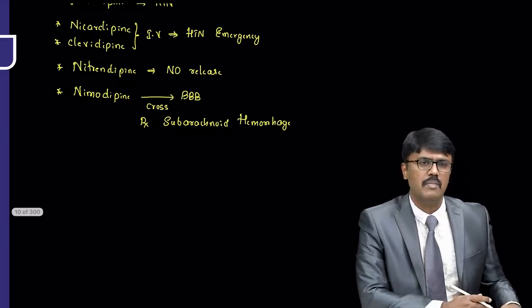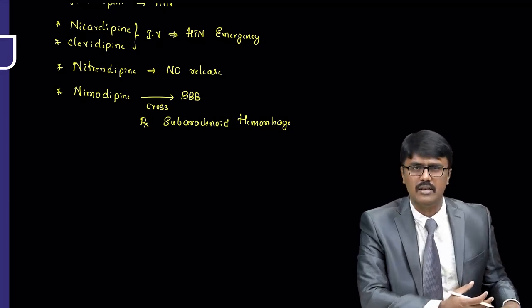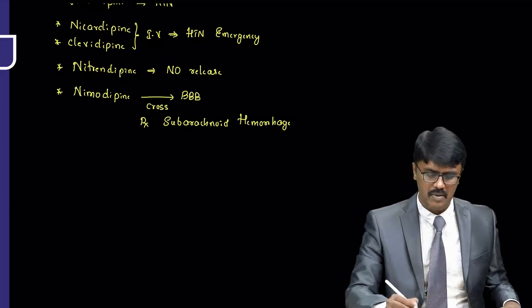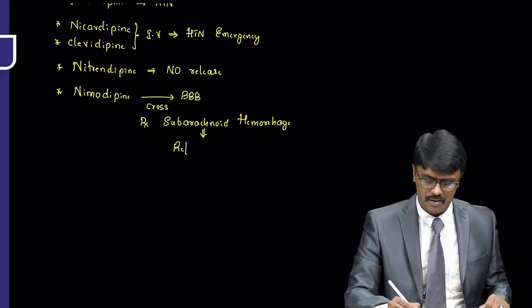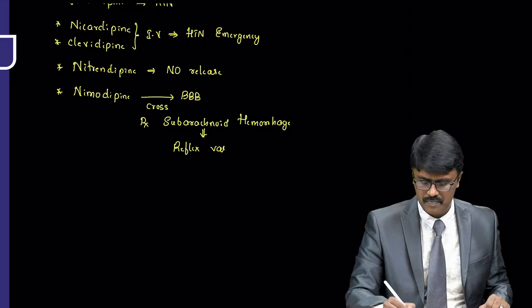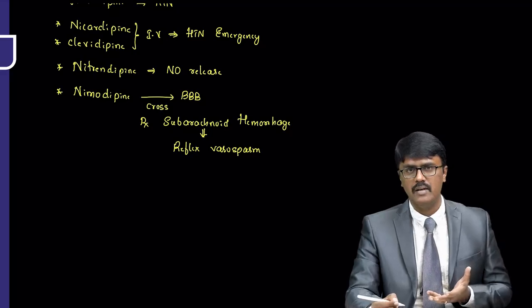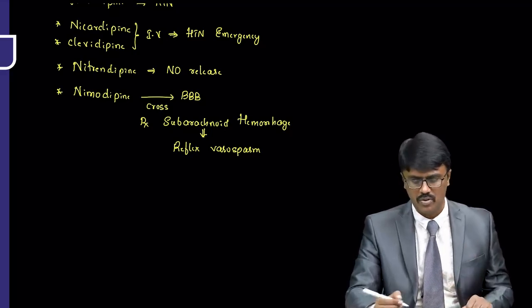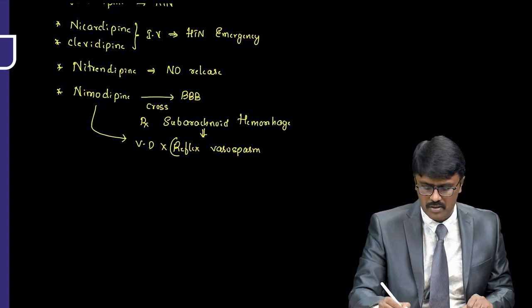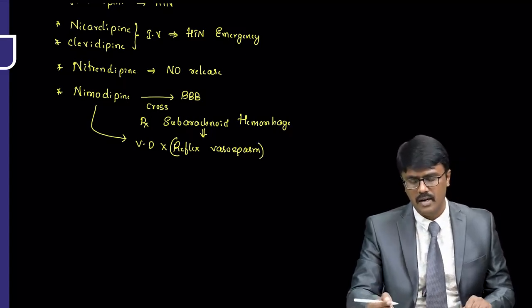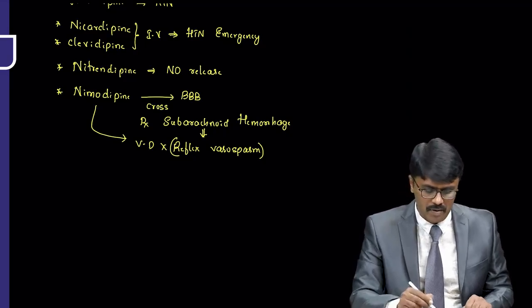You may ask a question, sir, in subarachnoid hemorrhage the bleeding is already occurring, and if you dilate a blood vessel, will it not increase the bleeding? Now remember, whenever the bleeding is occurring in a certain part of the brain, there is reflex vasospasm. Whenever there is reflex vasospasm in the vital areas of the brain, there will be irreversible damage. So this nimodipine will cause vasodilation and prevent this reflex vasospasm. And the advantage is it can cross the blood-brain barrier. And remember, nimodipine for NIMHANS.